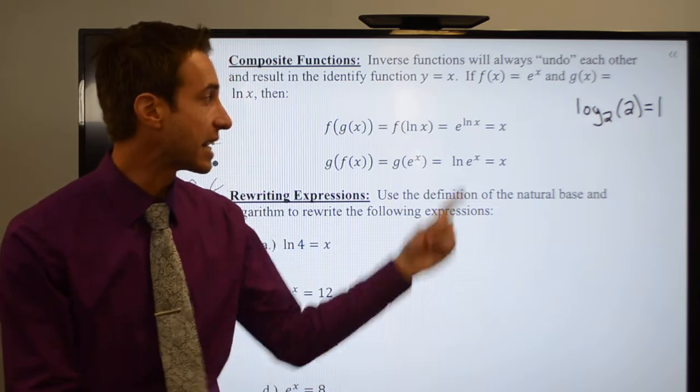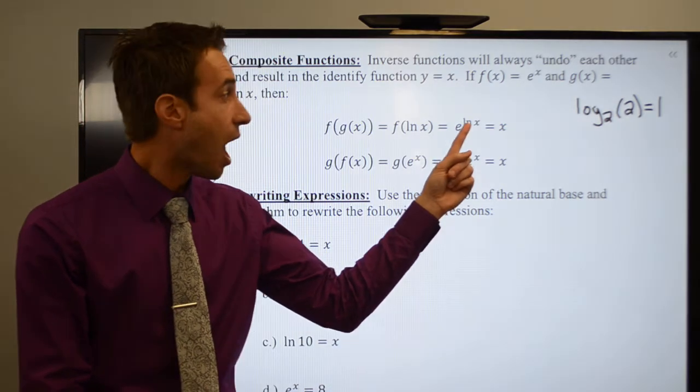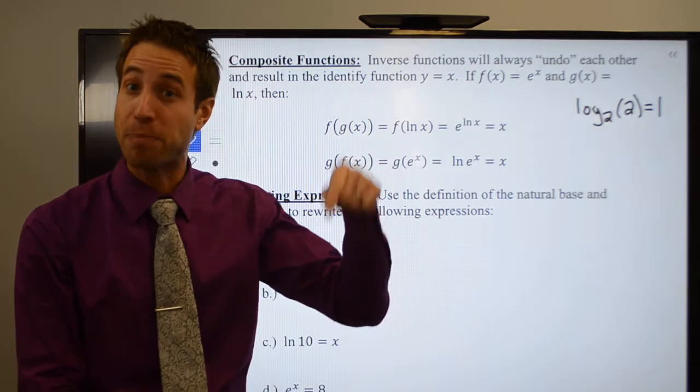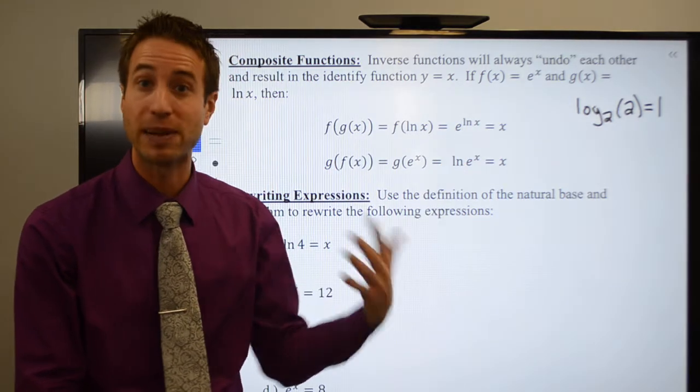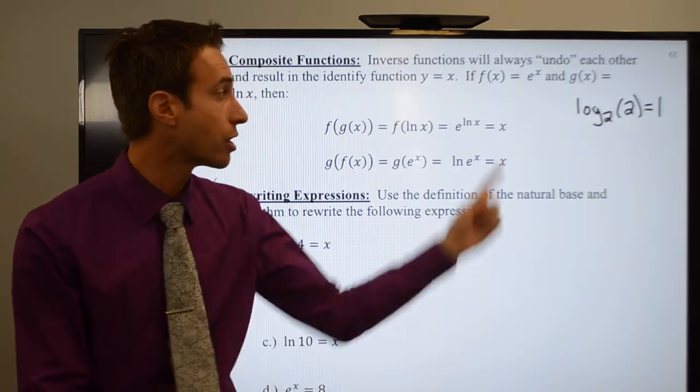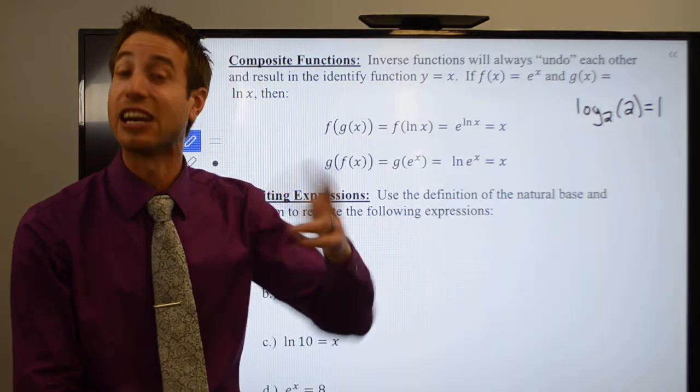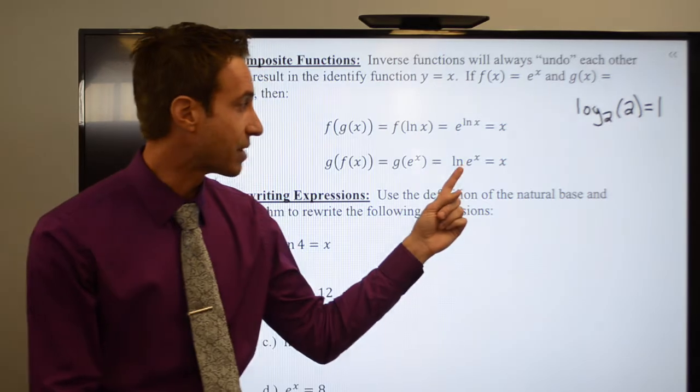Exact same thing here. The base is e. I know ln is a base e logarithm, so the base of the logarithm and the base of the exponential are the same. They cancel each other out. I'm left with just an x. They are inverse functions.